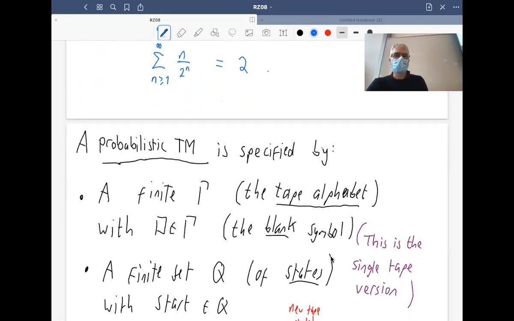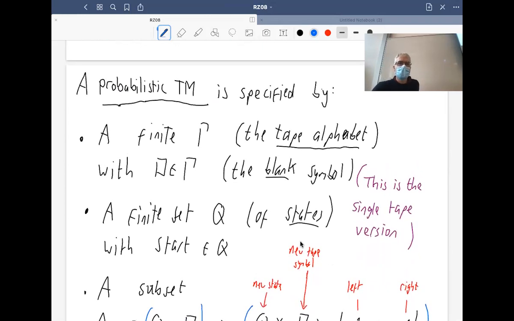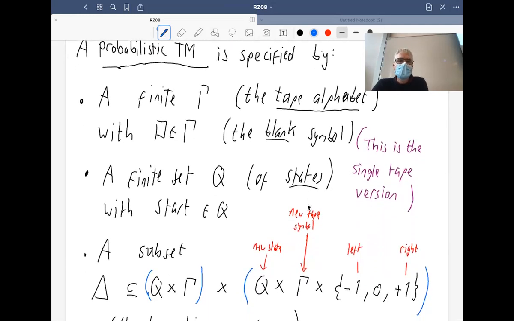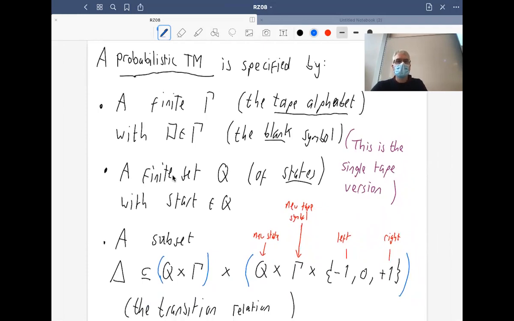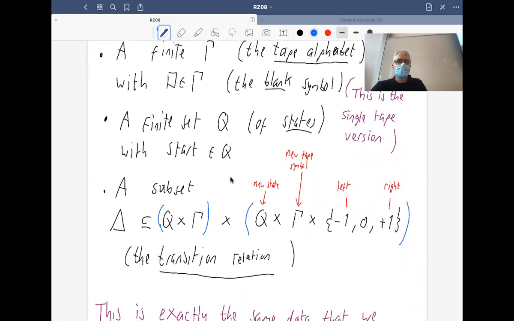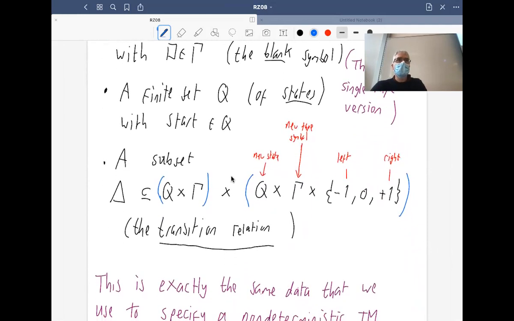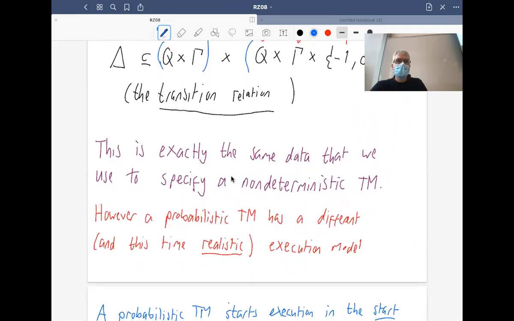So that was an example probabilistic Turing machine. So probabilistic Turing machine, what do we need to specify it? Well, in general, it very much looks like a non-deterministic Turing machine. So it's exactly the same data as for a non-deterministic Turing machine. We give the tape alphabet, a finite set of states, and once again we have a transition relation.